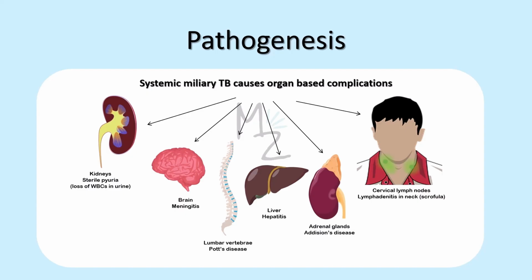If it involves the kidneys, it will cause sterile pyuria, which means white blood cells in urine without bacterial growth. If it involves the brain, it will cause meningitis, which is the inflammation of the 3 protective layers of the brain. If it involves the lumbar vertebrae, it will cause Pott's disease. If it involves the liver, then hepatitis. If the adrenal glands, then Addison's disease. And if the cervical lymph nodes, then lymphadenitis in the neck, also called scrofula.